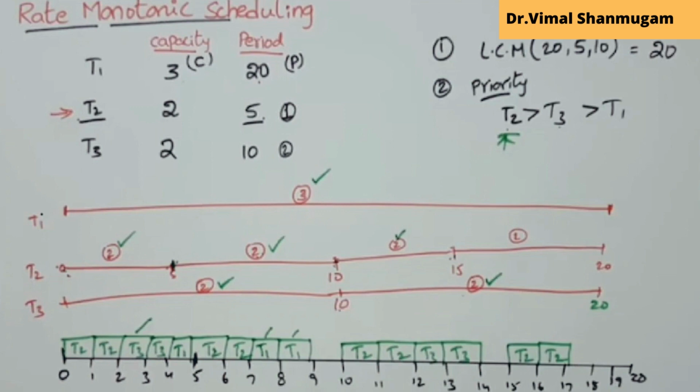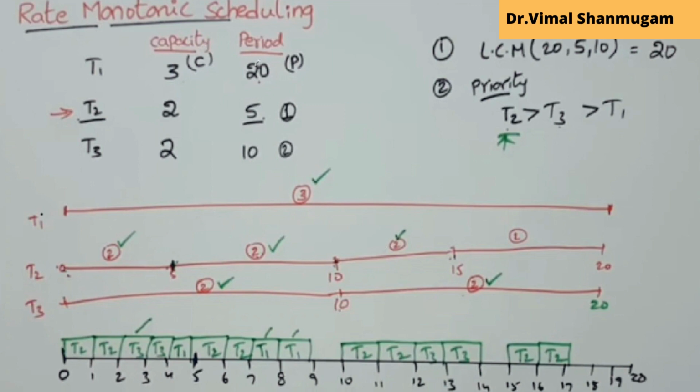Here in this example, I have given three tasks T1, T2, T3. Each and every task has a different capacity and time period. Based on the time period, it will allocate the total CPU time from 0 to 20. How does it come? From all these three tasks, when we take the LCM, 20 is the LCM among all the tasks, 0 to 20.